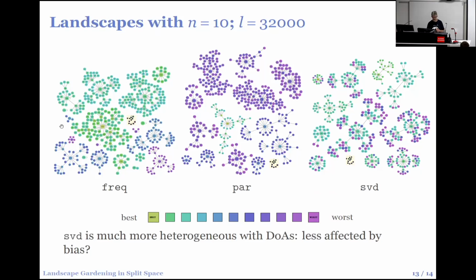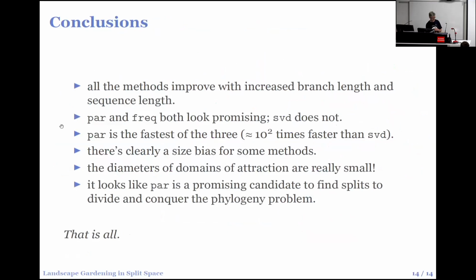And frequency tends to give generally higher or better scores for most splits, and parsimony for fewer. Haven't had a chance to explore that fully yet. We do have a few things we can read though from that. So first of all, clearly all of the methods improve with improved sequence length and branch length. That's nice. The parsimony and the frequency base both look promising. Power is way fast, which is kind of cool. There's obviously that size bias.